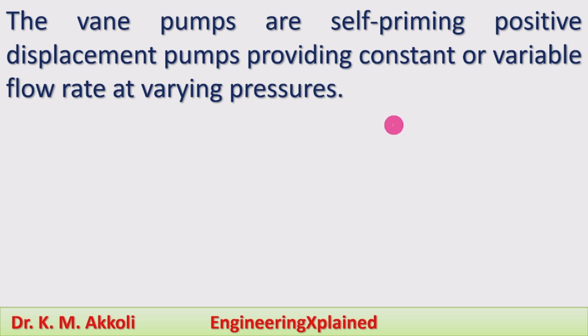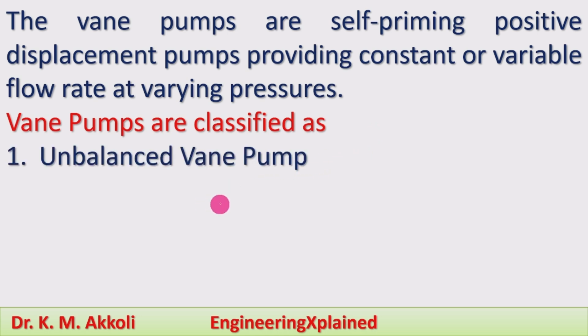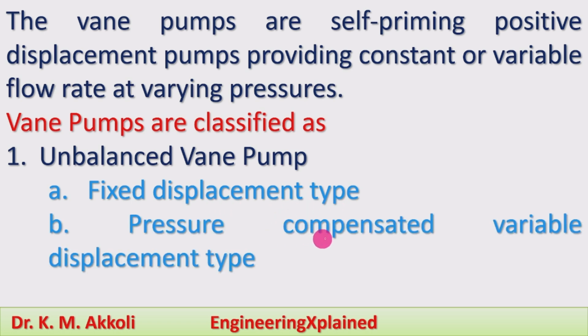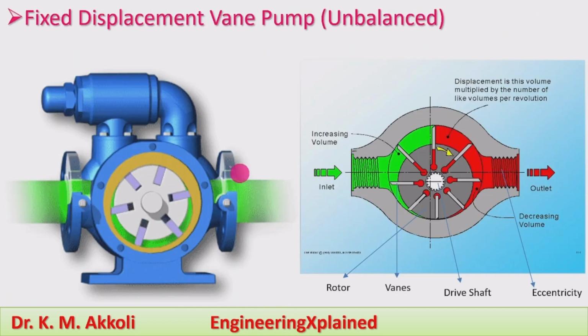As pumps are the prime source for the operation of a fluid power system, what are the different types of vane pumps? Vane pumps are classified as unbalanced vane pump, in that the fixed displacement type and the second one pressure compensated variable displacement type, and then the second one, the balanced vane pump. First we'll take the fixed displacement vane pump of unbalanced type.